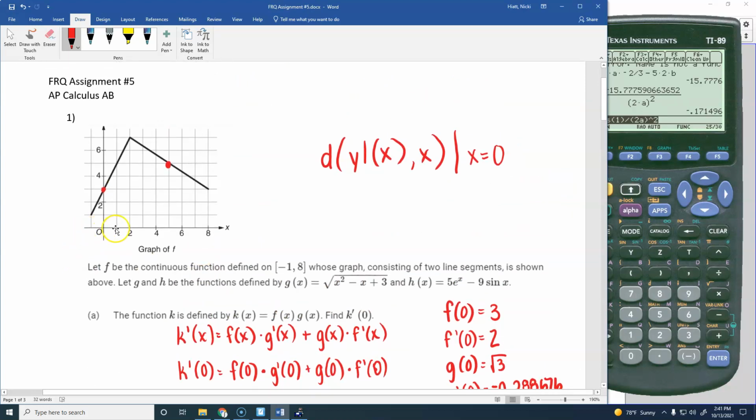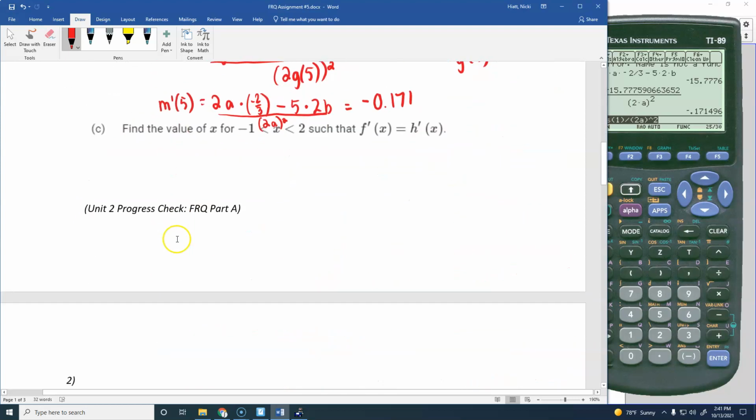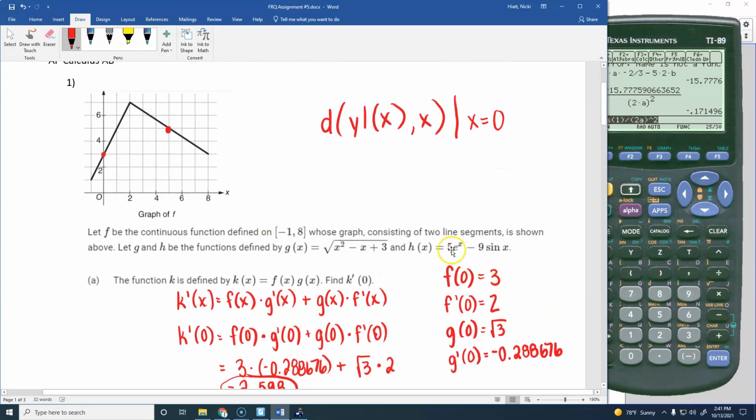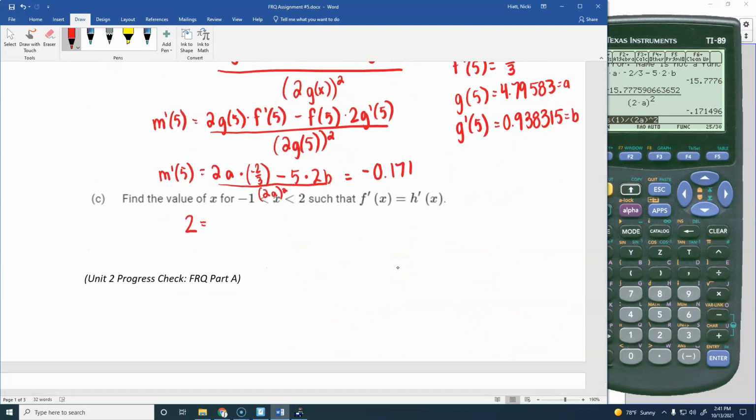However, between -1 and 2, we got the same slope everywhere here. What is that slope? 2. So f prime of x is just going to be 2 on that interval. And then we can take our derivative. This is a really easy one to take the derivative of by hand, or you can do it with the calculator, but I would just do this one by hand. Because the derivative of 5e to the x is 5e to the x. And then you got a -9 sine x, which is going to be -9 cosine x.